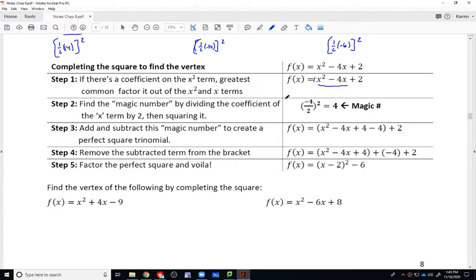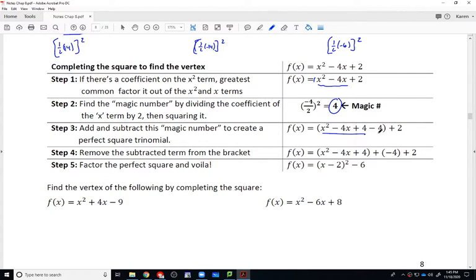Then you're going to do the magic. You're going to take half that middle term, so half of -4, and square it, and get the magic number. This is the magic number that makes your trinomial a perfect square. So then what you do is you add it. So I've got x squared minus 4x plus 4, which we know factors to x minus 2 all squared.